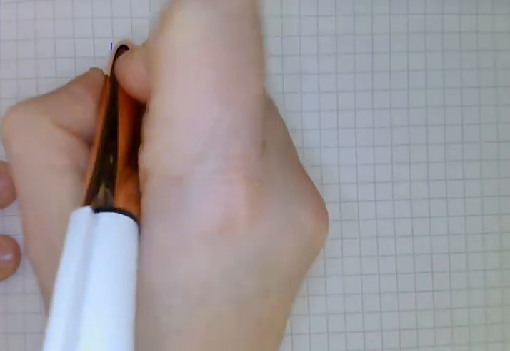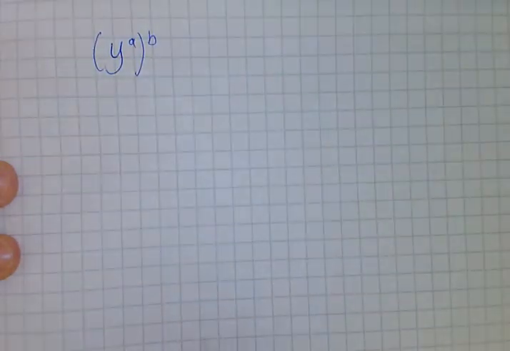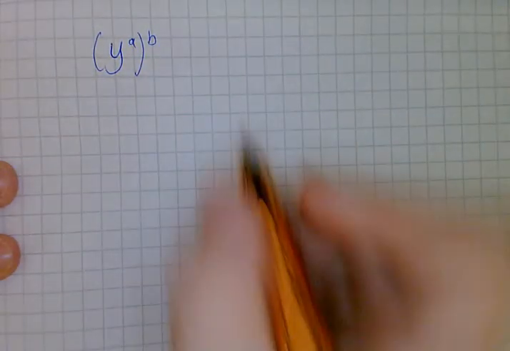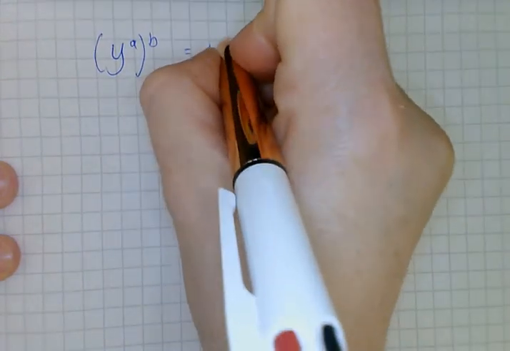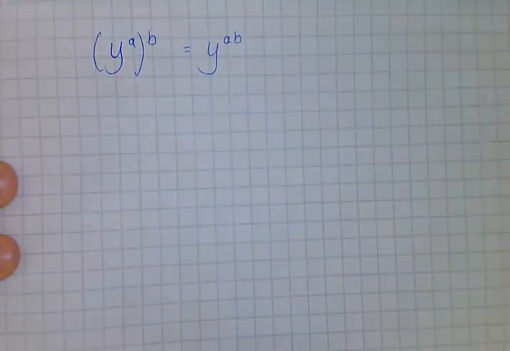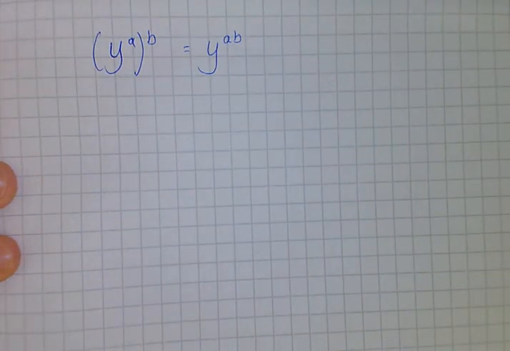Now the last index law that we need to look at is where we are raising a power to another power. So this is where we have y to the power of a, and then all of that raised to the power of b. Our law here is that that's going to give us y to the power of a times b. Remember, when we've got two letters next to each other, we multiply them.